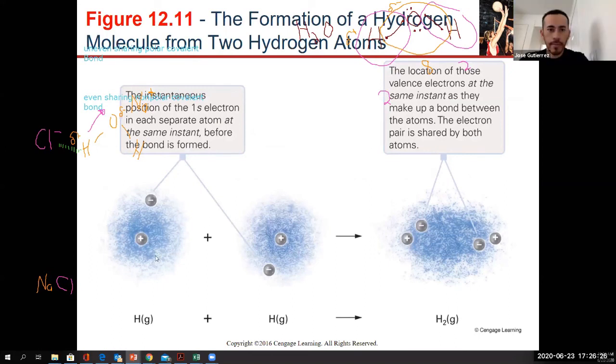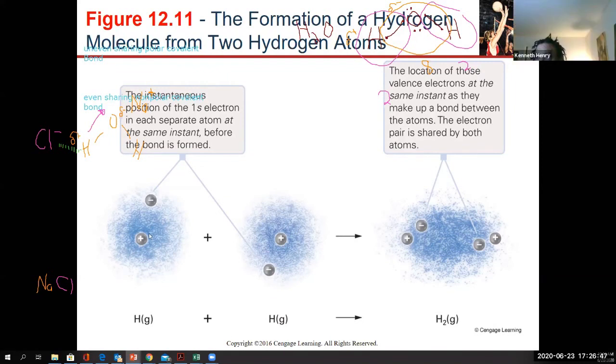So this is just showing you hydrogen and hydrogen interacting with each other. So this will be even sharing because they're like twins that are exactly alike, exact same strength and everything like that. So you're going to have even sharing in this case. So is that going to be polar or nonpolar? Non-polar. That's correct.